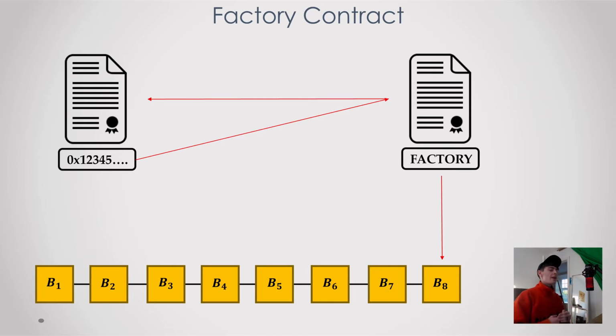And this is very powerful, and this is the mechanism that we're going to use in order to let users deploy multiple different wallet instances so that they can store different funds in different wallets. So that on a very high level is what a factory contract is.